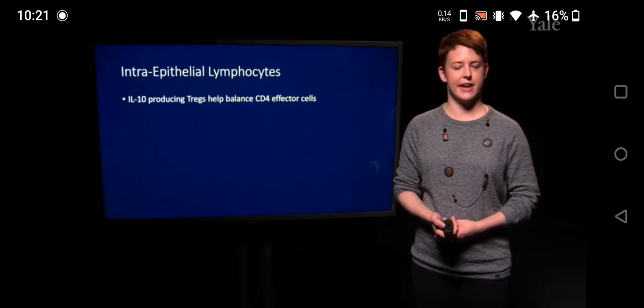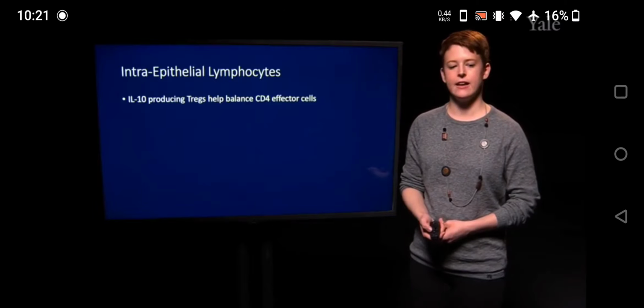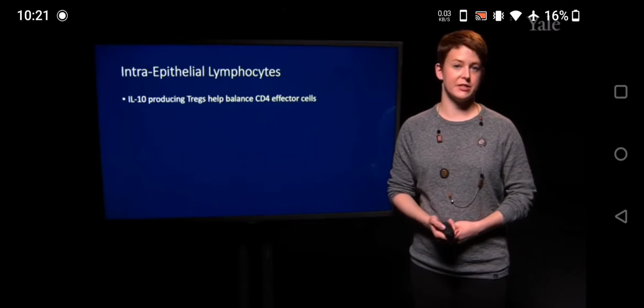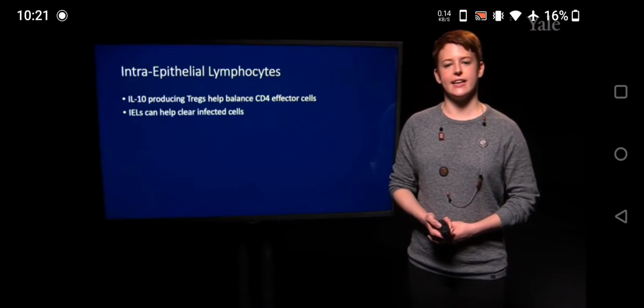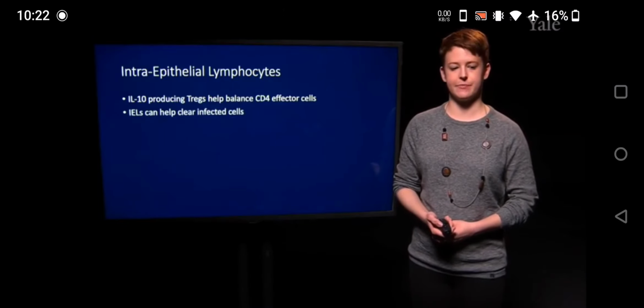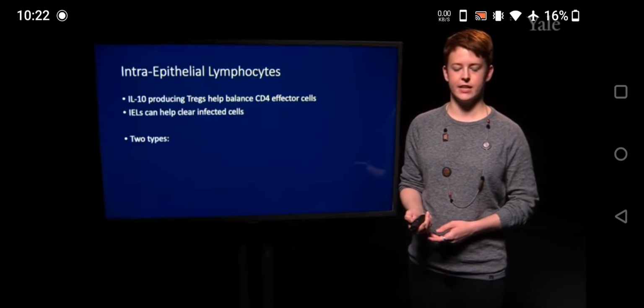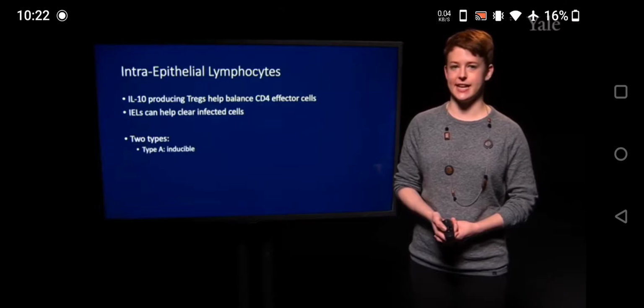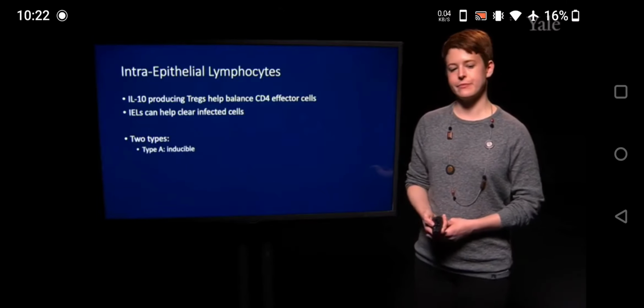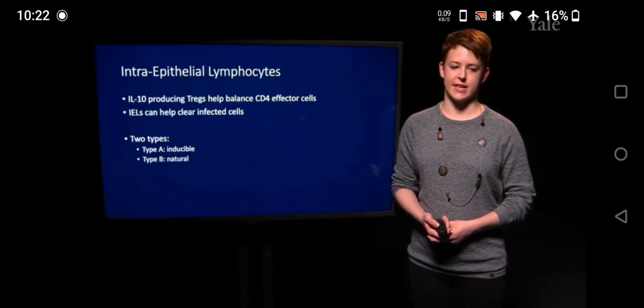So we can have Tregs, which produce IL-10 and help balance the immune response from CD4 effector cells. And IELs can also help clear infected cells. So there are two different types of IELs. The first type is type A, or inducible, and the second type is type B, or natural.